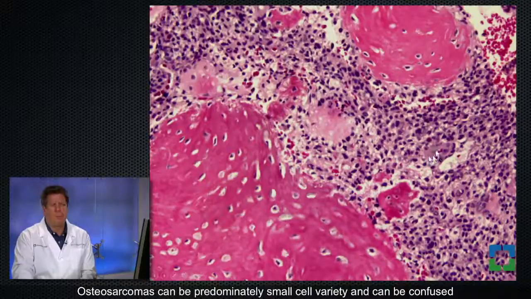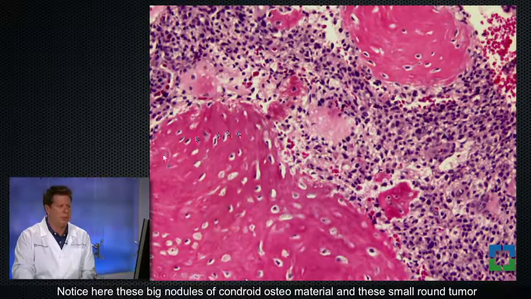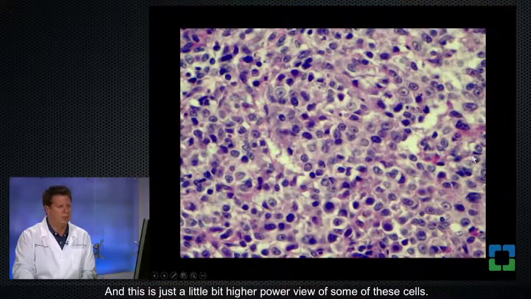Osteosarcomas can be predominantly small cell varieties and can be confused with Ewing sarcoma. Notice here these big nodules of chondroosteoid material and these small round tumor cells that, taken out of context, look a lot like a Ewing sarcoma. And this is just a little bit higher power view of some of these cells.